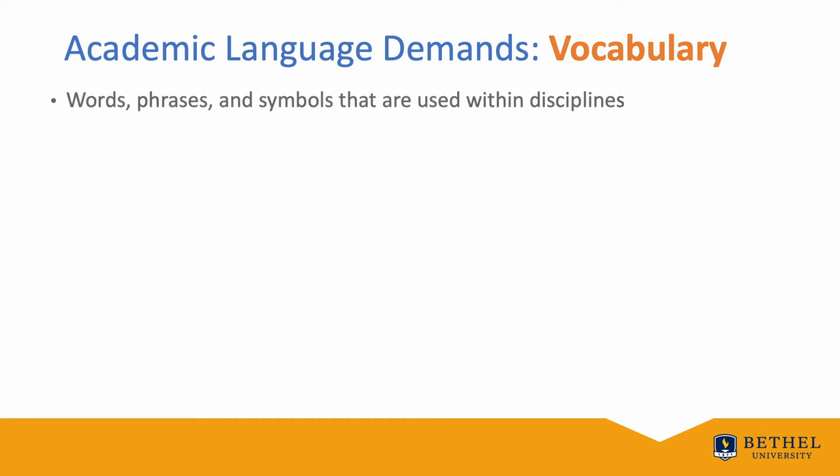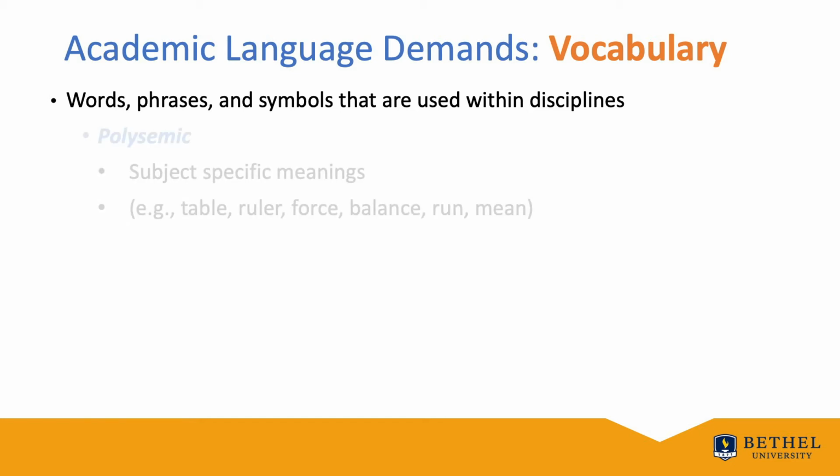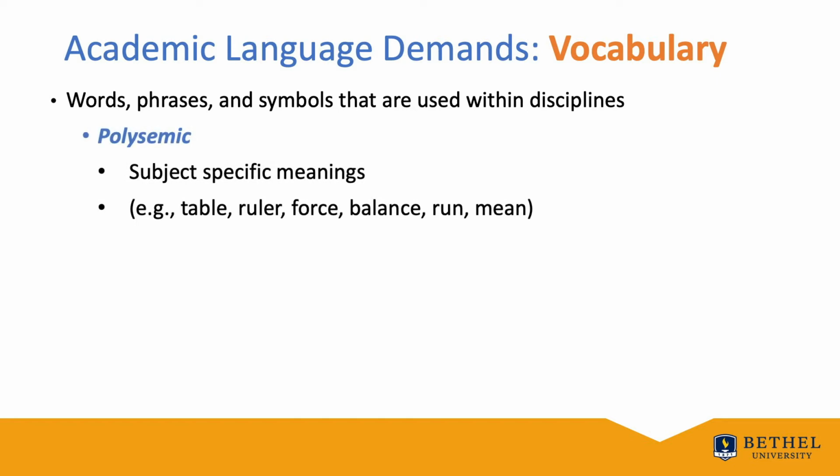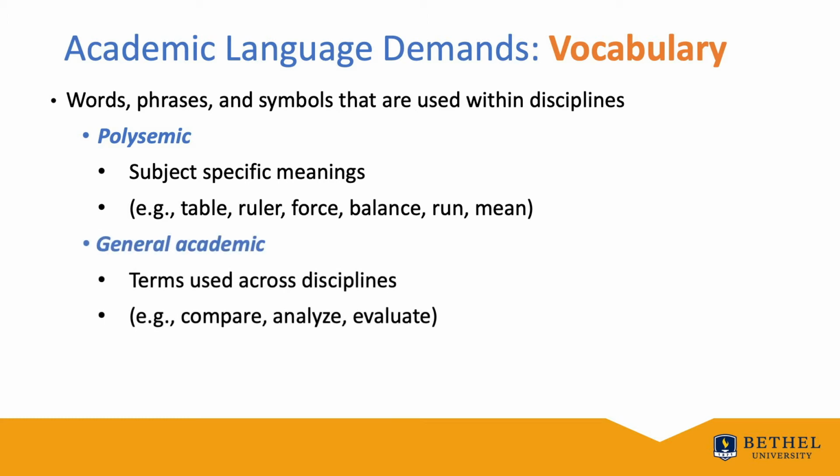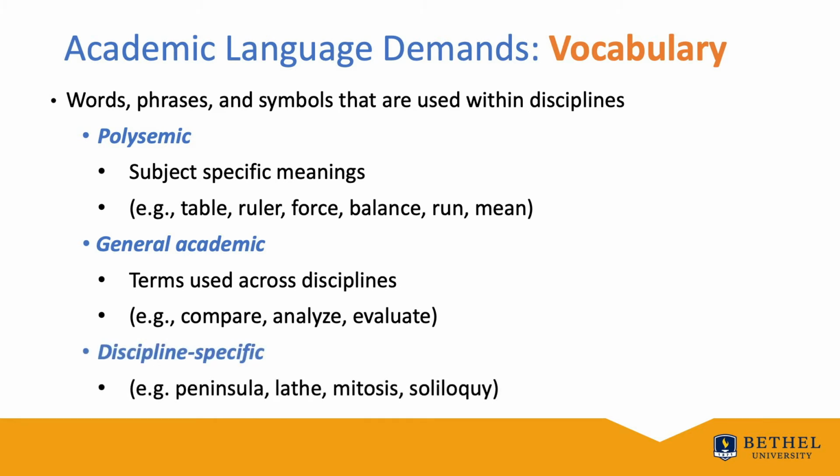Now, vocabulary includes words, phrases, and symbols that are used within disciplines. There are three categories of vocabulary that we must address and understand. There are polysemous terms, words and phrases with subject-specific meanings that differ from meanings that are used in everyday life, and even across disciplines. We have something called general academic terms. These are words used across disciplines. And then we have our discipline-specific terms, which are specific to each discipline or content area.